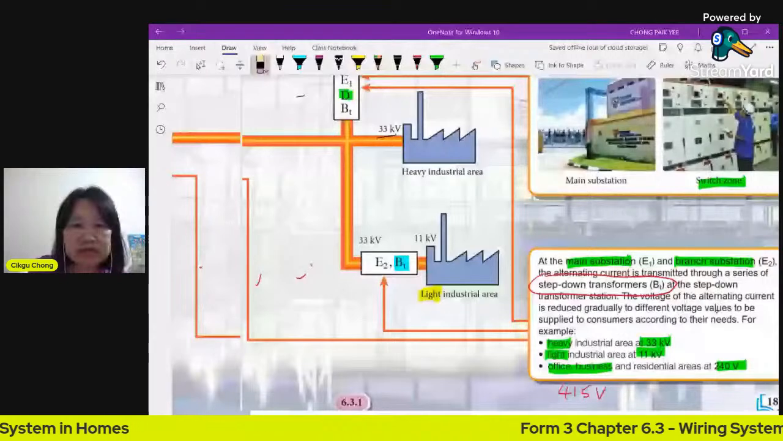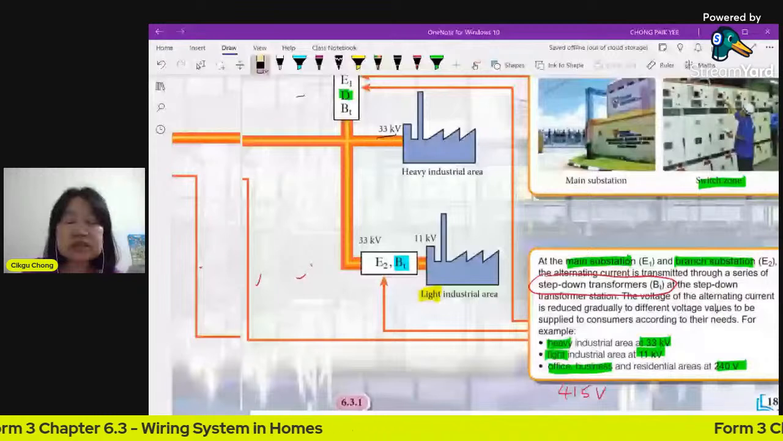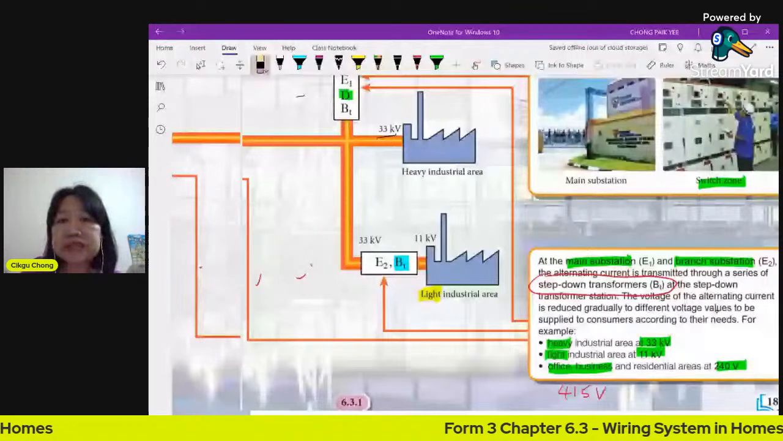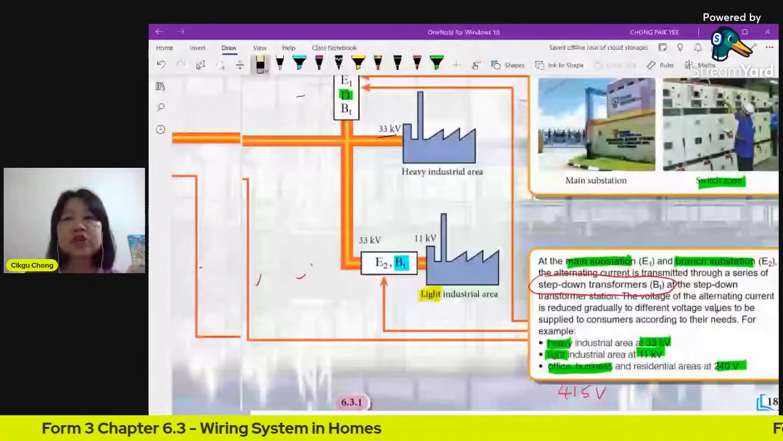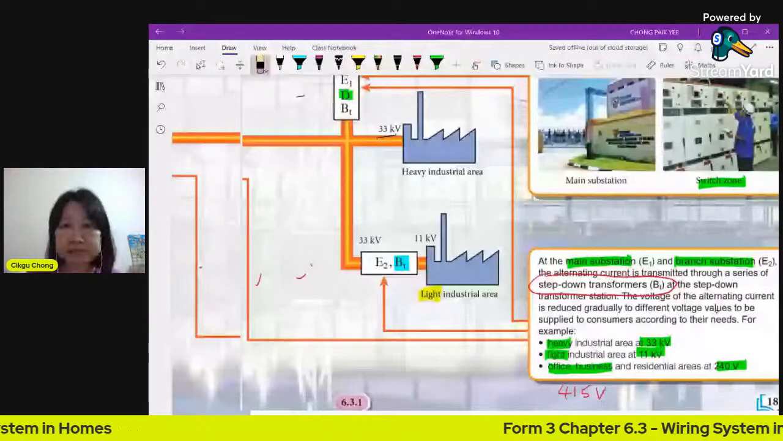Okay, the current that comes to our houses from Tenaga Nasional Berhad is produced in the form of alternating current. As we learned earlier, alternating current goes positive, negative, positive, negative. It reverses terminal every time. In 1 second, the change in polarity is about 50 times. So you have 50 hertz.